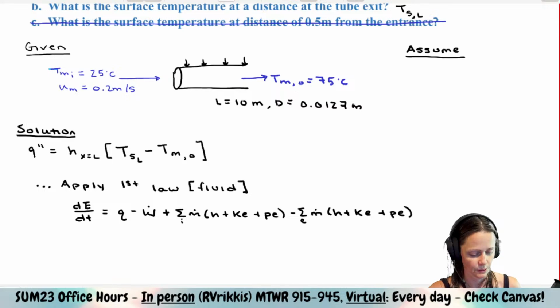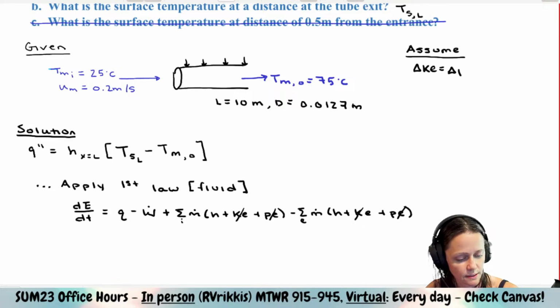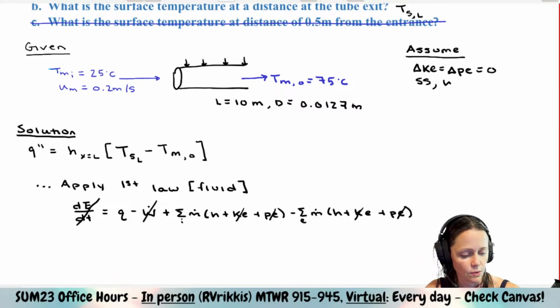All right, perfect. And I'm going to go ahead and ignore kinetic and potential energy changes from the inlet to the outlet. So that'll go up here in my assumptions. The other thing that will go away is this dE dt, and then I'm also going to ignore W dot because within this control volume I don't have any power generated or required.